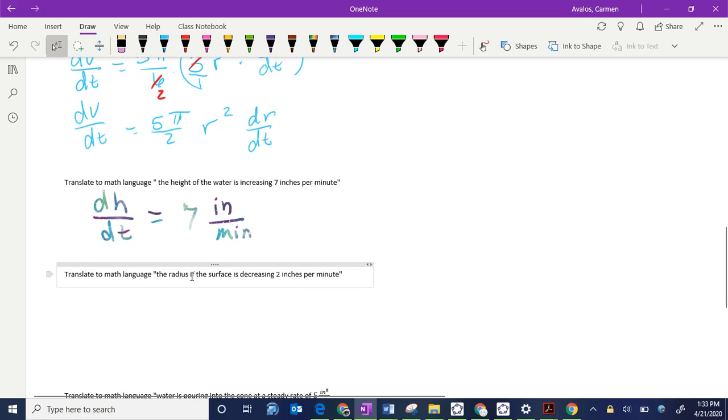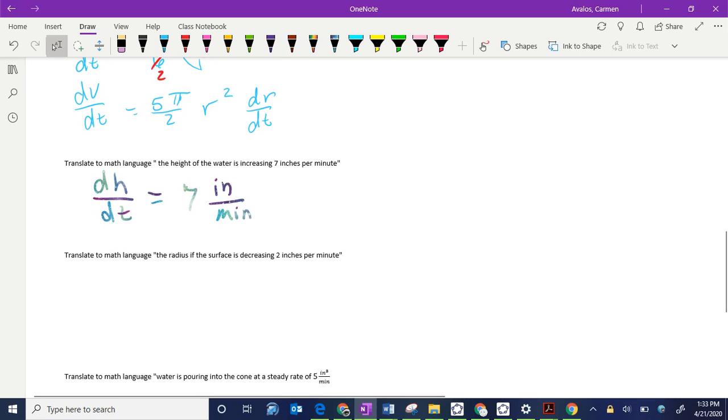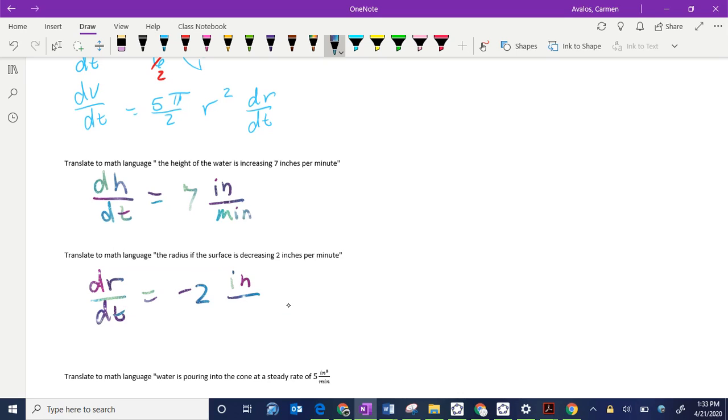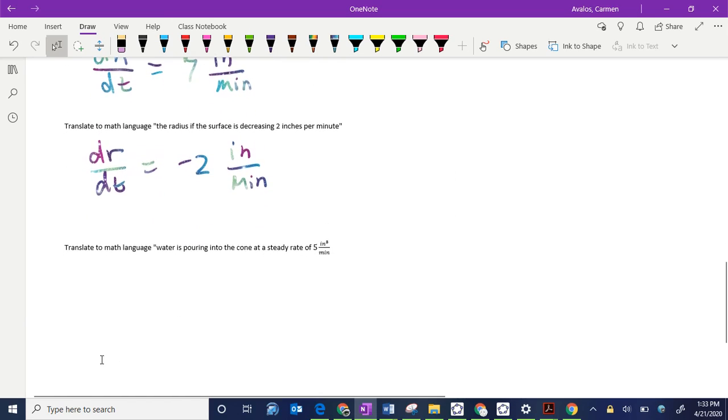Translate the radius if the surface is decreasing 2 inches per minute. We want to know the radius if the surface is decreasing. So we know the radius is going to be decreasing because the surface is getting smaller, therefore the radius is getting smaller, and it says that it's decreasing there. So we're going to say dr dt is equal to -2 inches per minute. Okay.